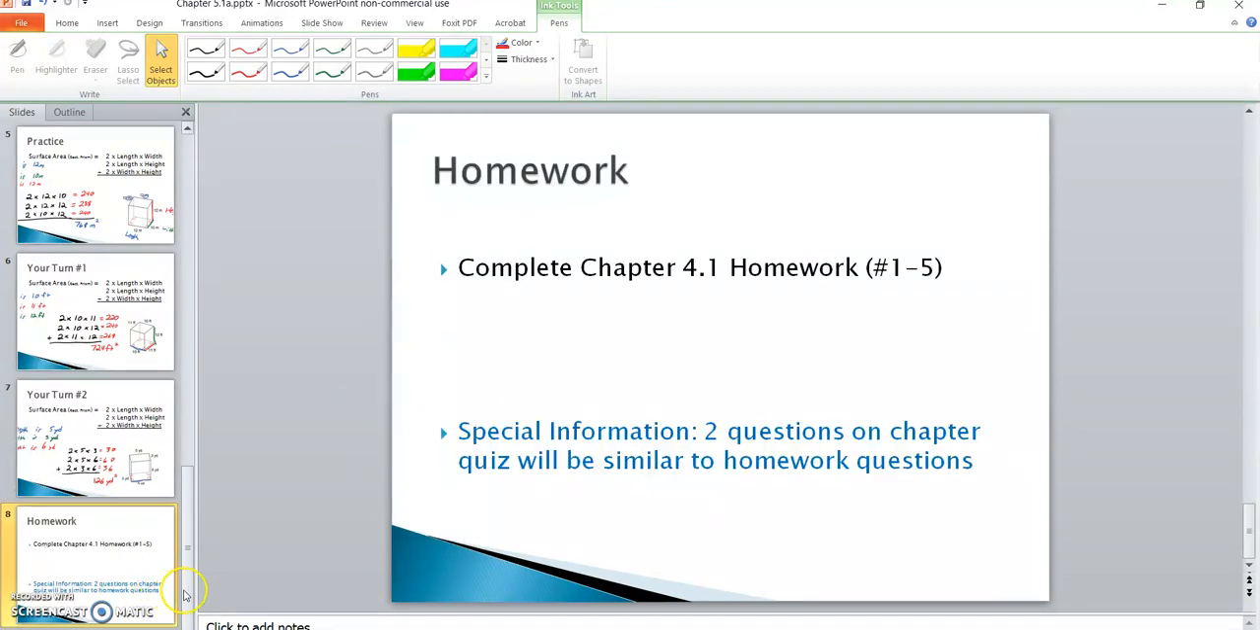Alright, so now you're ready to complete Chapter 4.1 homework, but only the questions 1, 2, 3, 4, and 5. And a little piece of special information: 2 questions on the chapter quiz will be similar to the homework questions.